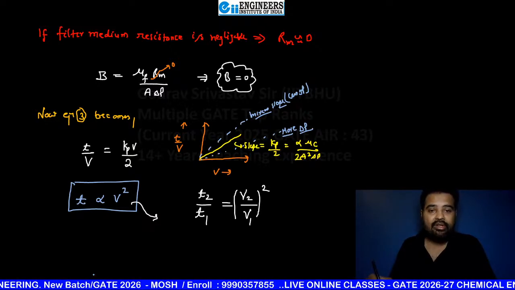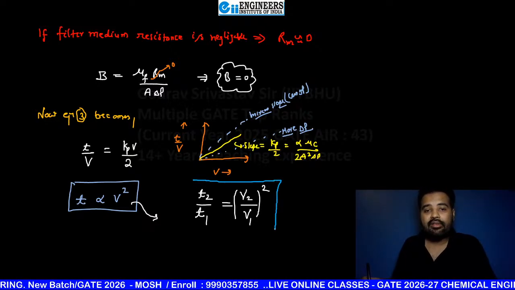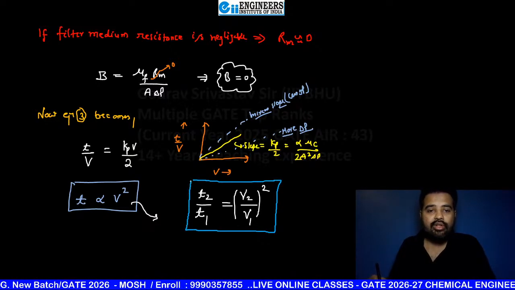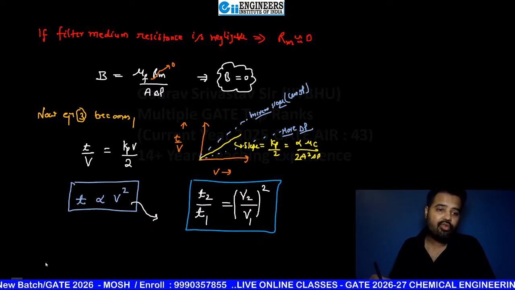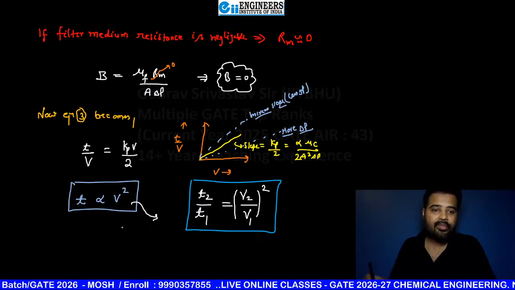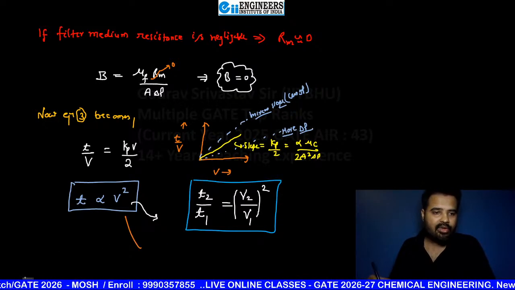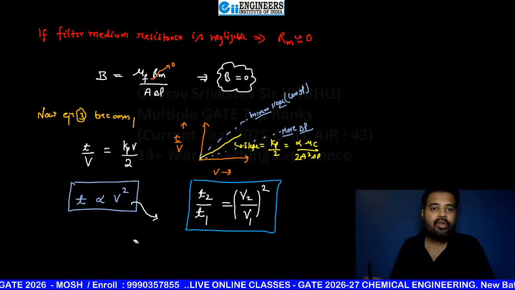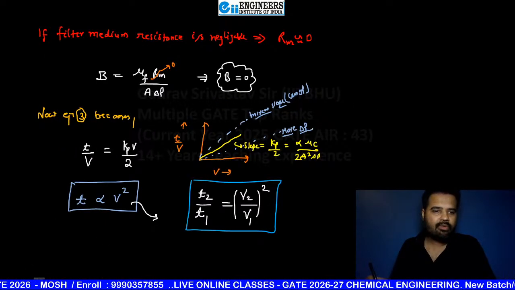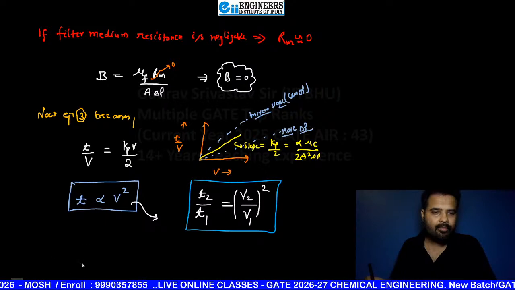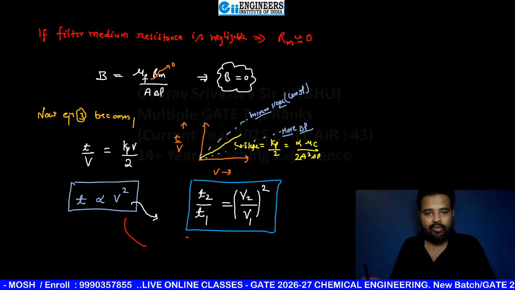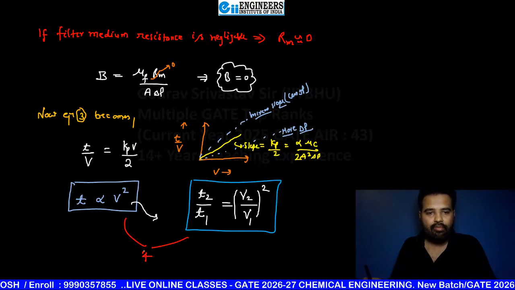So in the GATE examination they can also ask questions based upon this beautiful equation. Please mention the equation number. It's equation number 4. It is also important. This is equation number 4.